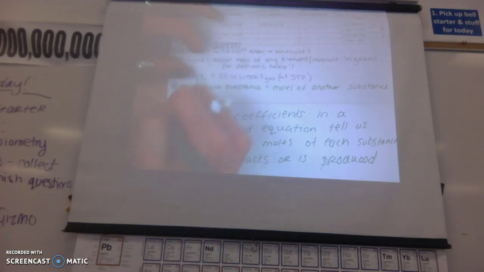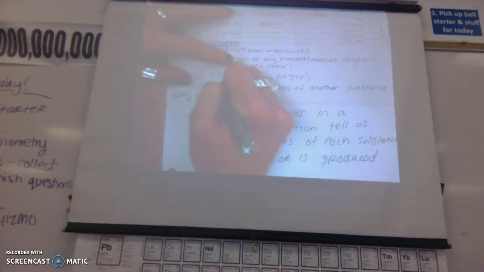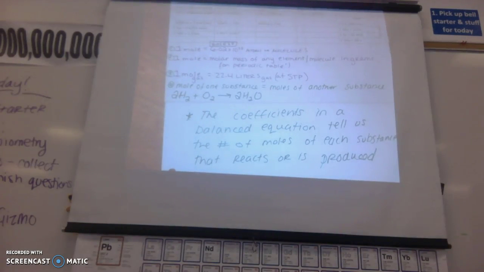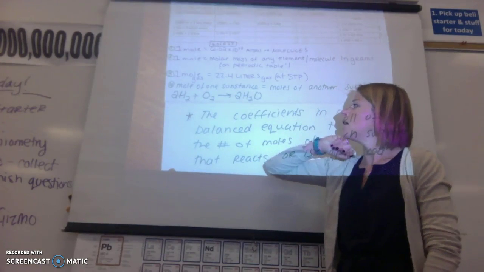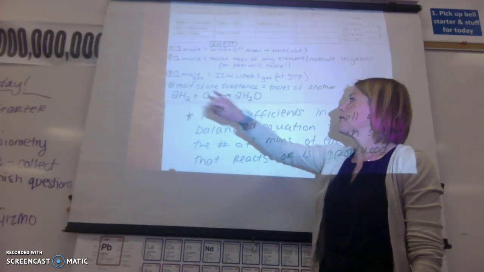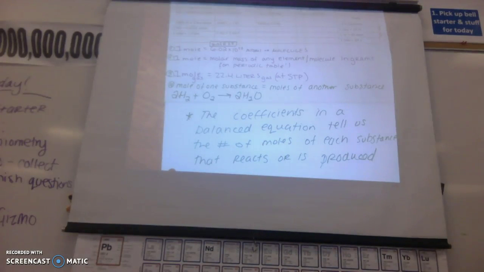So we're just going to write an example. If we had 2H2 plus O2 yields 2 H2O, we have a balanced equation. 2 hydrogen molecules plus 1 oxygen molecule yields 2 water molecules. From this, we can look at our coefficients. It's 2, 1, and 2. We can convert from moles of hydrogen to moles of oxygen, or moles of water to moles of oxygen, or moles of hydrogen to moles of water. We can go in every direction.